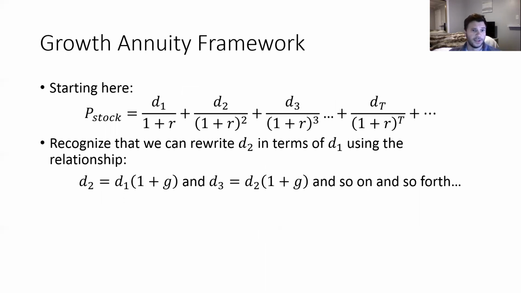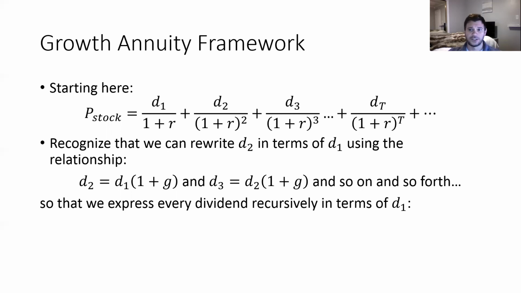Dividend 2 is equal to dividend 1 times 1 plus the growth rate. And dividend 3 is equal to dividend 2 times 1 plus the growth rate, which is equal to dividend 1 times 1 plus the growth rate squared, and so on and so forth. Meaning that it's possible for us to take all the dividends in the stream and express them recursively in terms of the dividend in period 1. Okay, so that is what we're going to show in this line below here.